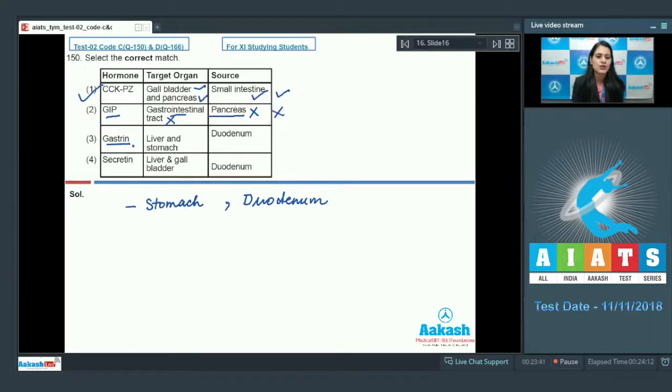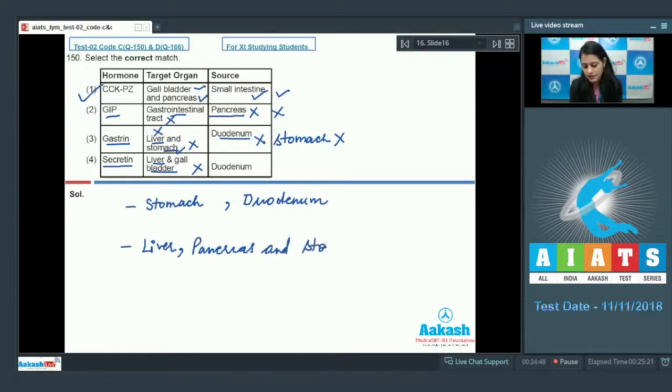The third option given is gastrin, and the target organ given is liver and stomach. And this is incorrect because liver is not a target organ for gastrin, but it is the stomach which is the target organ for gastrin. And the source given for gastrin is duodenum, and this is also incorrect because the source for gastrin is stomach. So this is an incorrect option. Our last option given is secretin, and the target organ given are liver and gallbladder, and this is incorrect because the target for secretin are liver, pancreas and stomach. And the source given for secretin is duodenum, which is correct. The source for secretin is duodenum, but this is an incorrect option because the target organs are not liver and gallbladder. So the correct answer for this question is option number 1. Let's proceed to our next question.